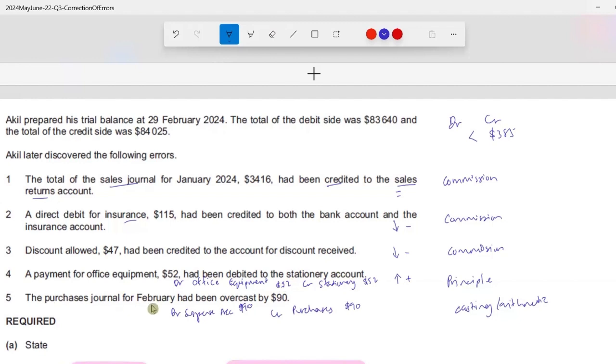Next, purchases journal was overcast. Overcast means the sum has been overly high by $90. When purchase is high, cost of goods sold is higher, right? But it's not that high. We make a correction, purchase should be lower. When purchase is lower, cost of goods sold is also lower. That will result in a higher profit, right? Therefore, in our answer later on, we will add these two and deduct these two from the profit impact.